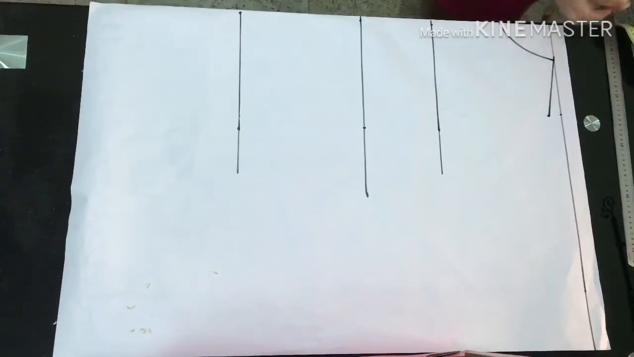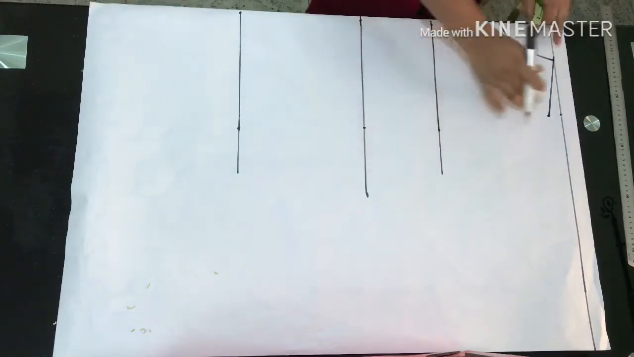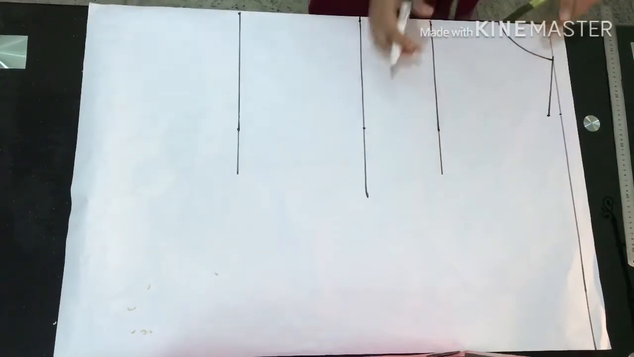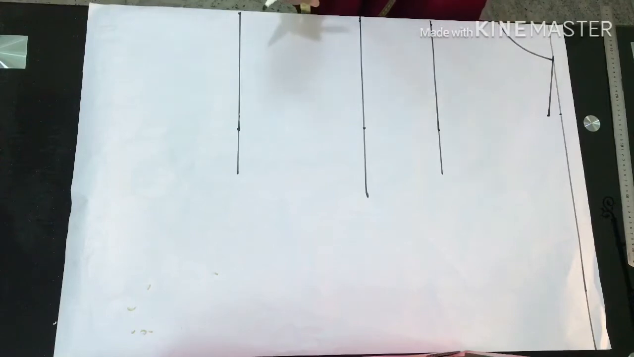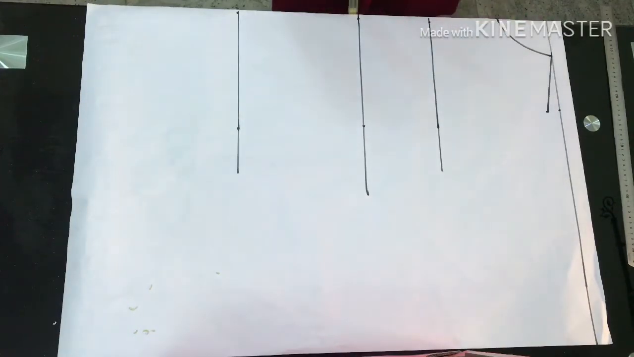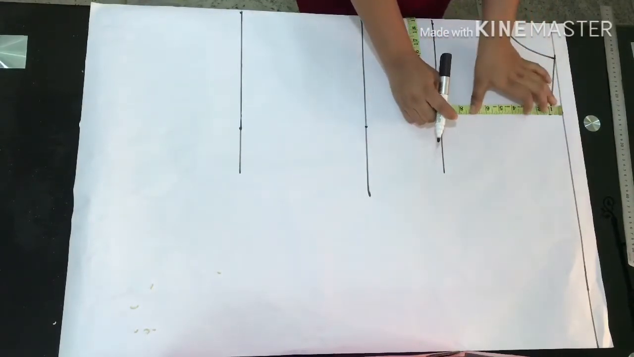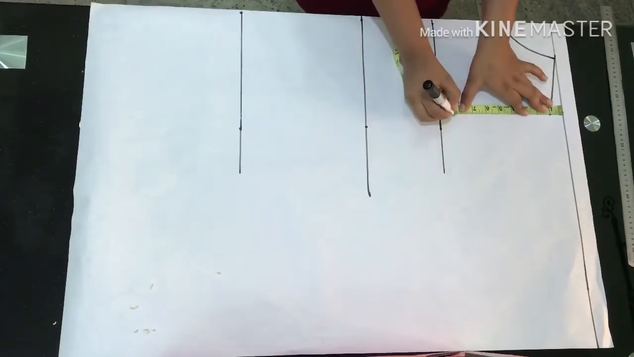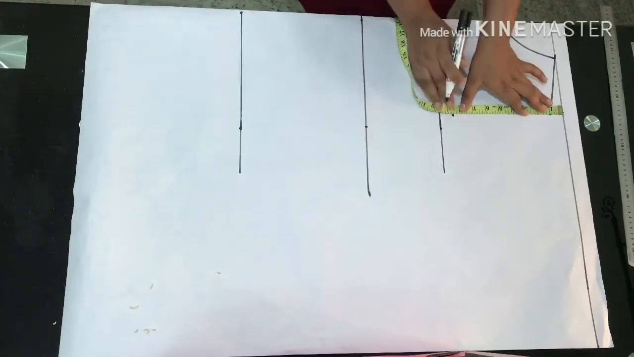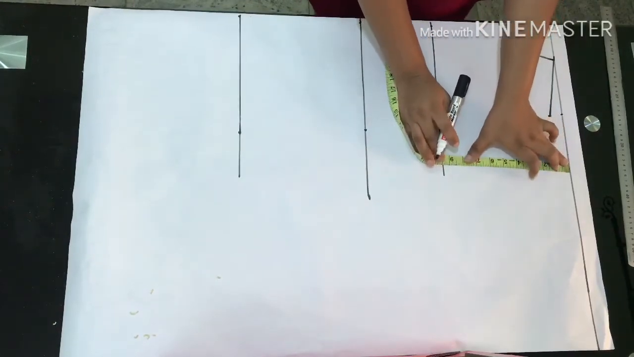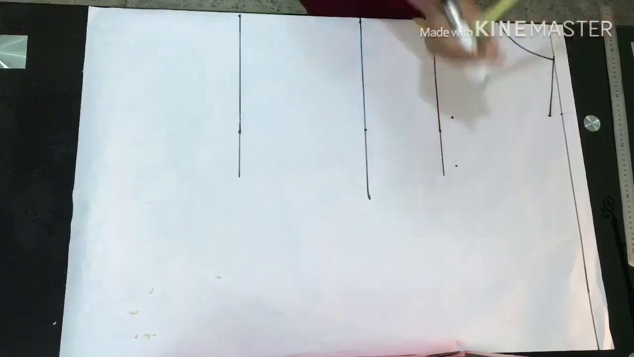Once that is achieved, the next thing we have to do is to create our armhole curve. For us to do that, you need to know the measurement of your armhole. We're going to be working with 17 inches. So 17 inches divided by 2 is 8.5 inches. You come from this point and measure 8.5. You can see this is 8.5 inches. You come here and you mark 8.5 inches.